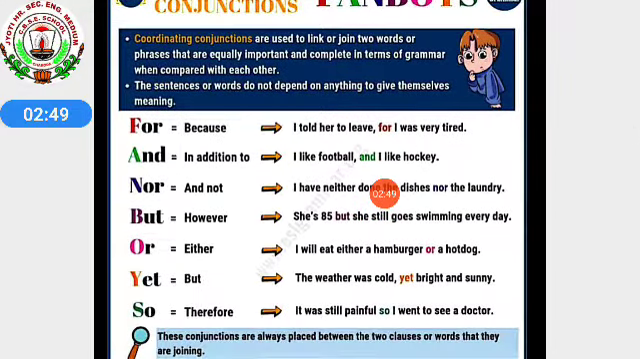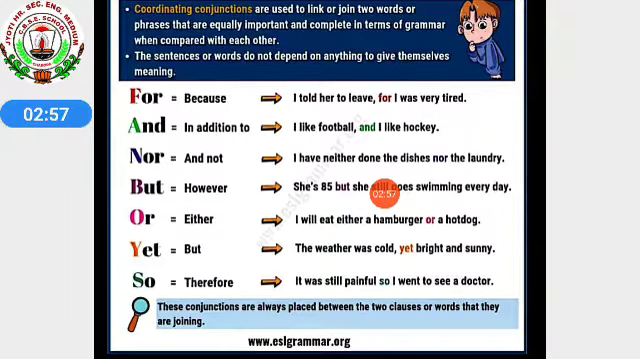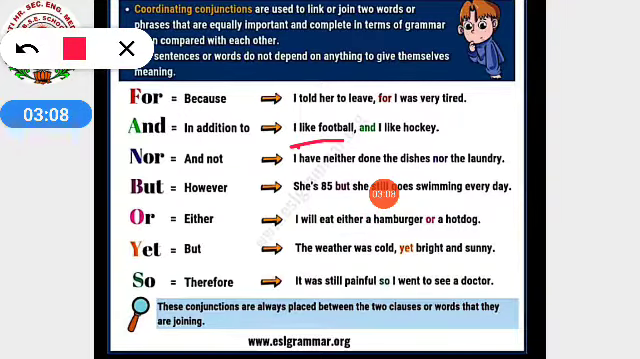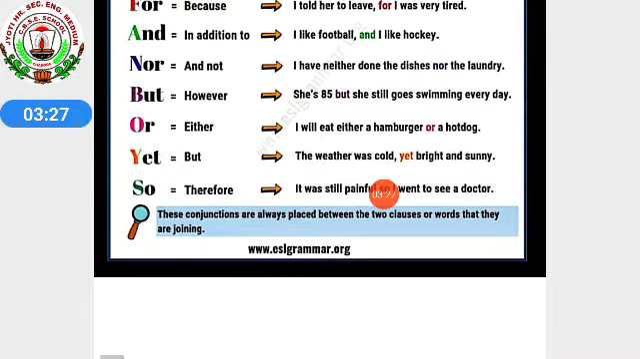Examples of coordinating conjunction: for, and, nor, but, or, yet, so. So it is given over here. I told her to leave, for I was very tired. I like football and I like hockey. So I like football, it is an independent sentence. I like hockey, it is also an independent sentence. So we have joined two independent sentences. Both the sentences are important with the conjunction and to make a meaningful sentence. So it will be I like football and hockey. You can write in this way also. Rest all you can learn.